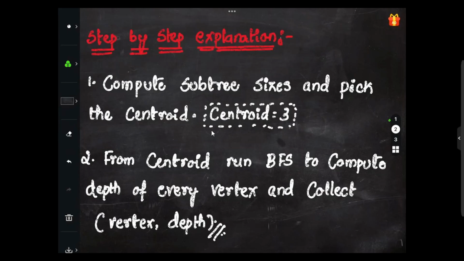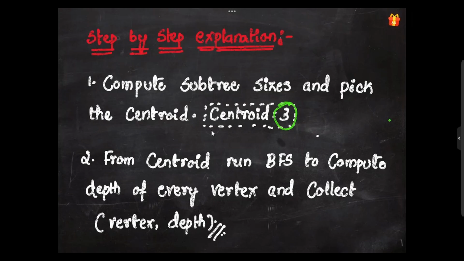First, we'll be computing the subtree sizes and we will pick the centroid. The centroid will quite obviously be 3 for this one because we have 7 nodes. Obviously the centroid or the center node will be 3 here.